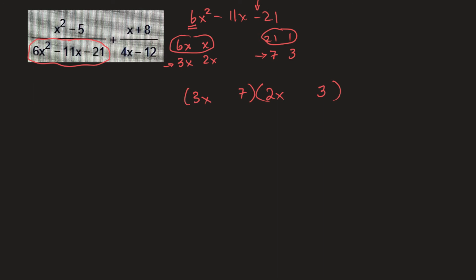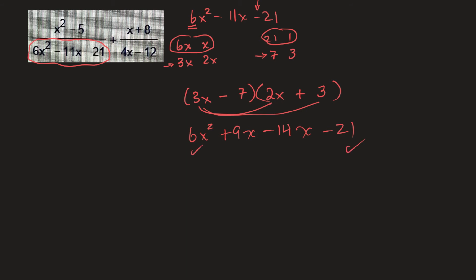Okay, and it's a difference, so one's minus, one's plus. I'm just going to put those in for now, but I might have to change them later. Okay, now I've guessed. That's my guess. Let's check. So 6x squared plus 9x. This would be a minus 14x and a minus 21.